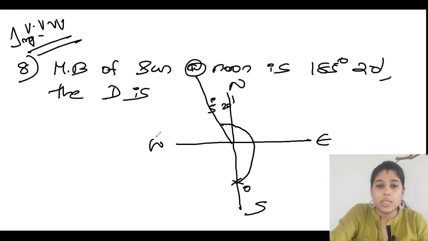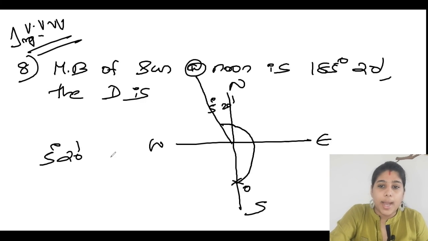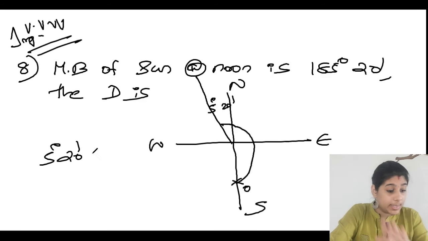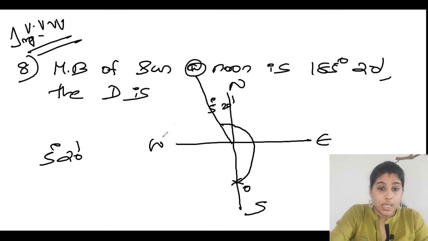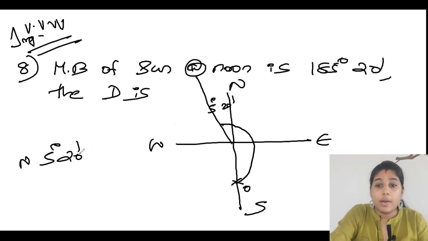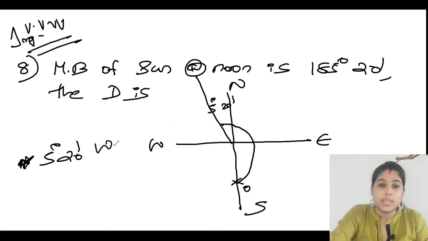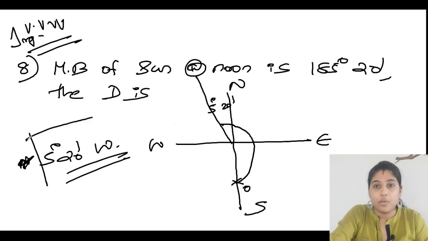So 5 degree 20 minute is the exceeding thing, that is the magnetic declination, and in which direction it has gone, it will be west because it is moving towards the west. So 5 degree 20 minute towards where, west. So this is the answer, 5 degree 20 minute west.